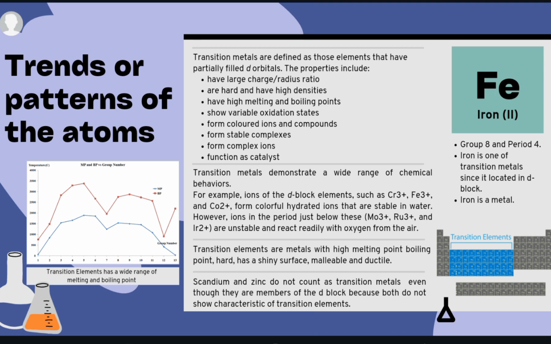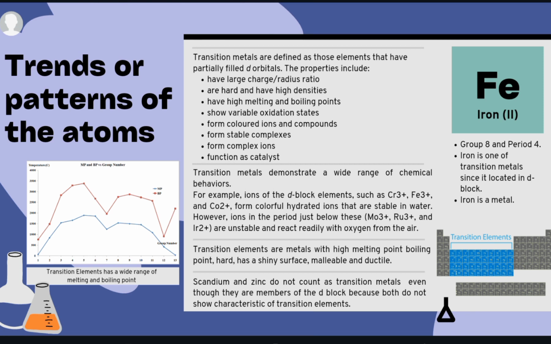And next, we will see the trends of the iron atom, which is located at group 8 and period 4. Iron is one of the transition metals based on its location. It is located in the d block. Transition metals are defined as those elements that have partially filled d orbitals.